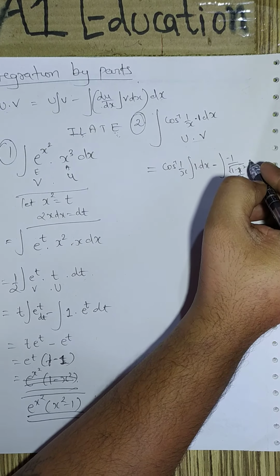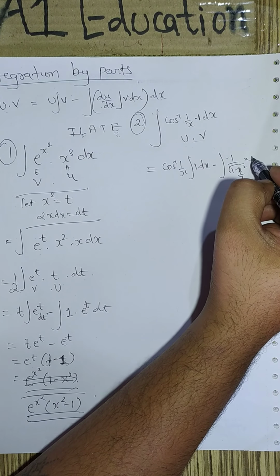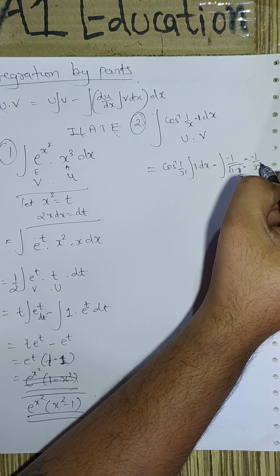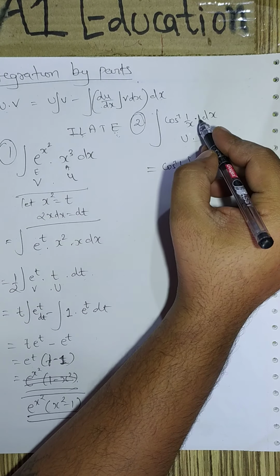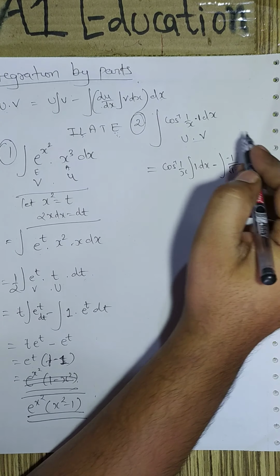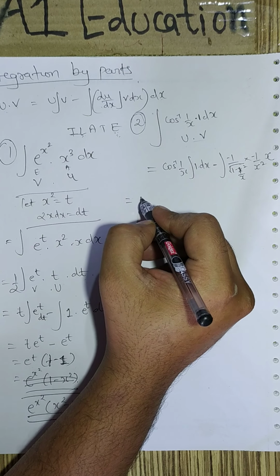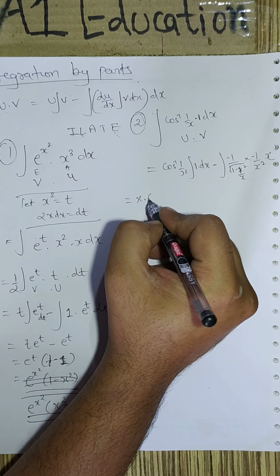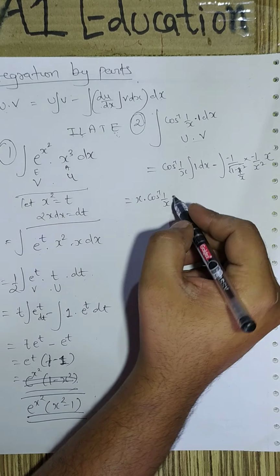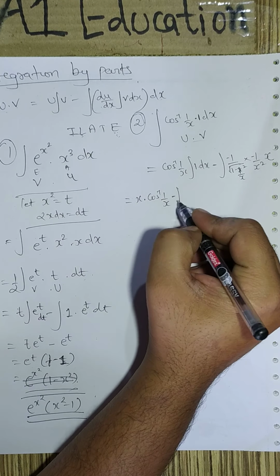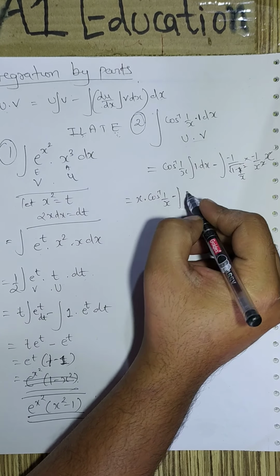x is 1 upon x. Then multiplied by differentiation of 1 upon x, chain rule. So that will be minus 1 upon x². And integration of 1 will be x. I hope you are very clear with that step. Here if we solve, integration of 1 will be x cos inverse of 1 by x minus this thing, if we simplify properly, minus minus becomes plus, and one x gets cancelled.